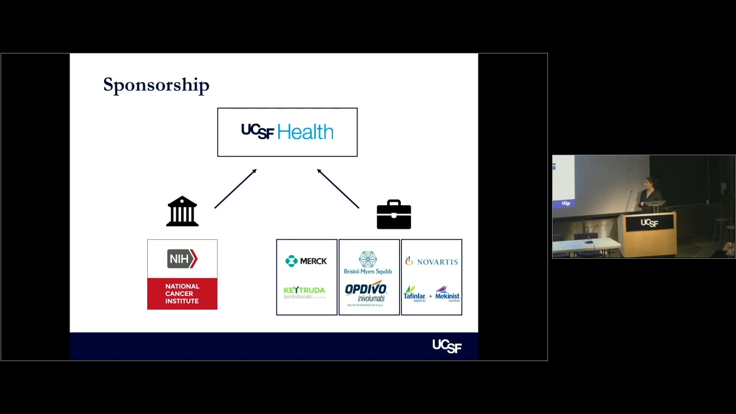Here on the right I have 3 drug companies and their therapies, which we've talked about earlier this morning. We've got Merck, who developed Keytruda. We have Bristol Myers Squibb with nivolumab, or Opdivo. And we have Novartis with our targeted therapies, Tafinlar and Mekinist.